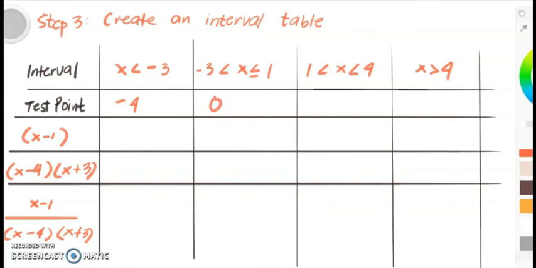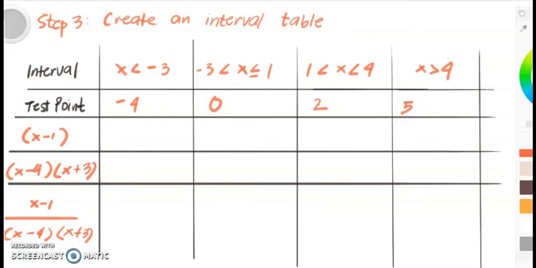0 is less than 1 but greater than negative 3. For this interval, we will have, say, 2 as our test point since it's less than 4 but greater than 1. Here we have x greater than 4, so let's say 5. So these are our test points: negative 4, 0, 2, and 5. So go get your calculator and let's solve for this.